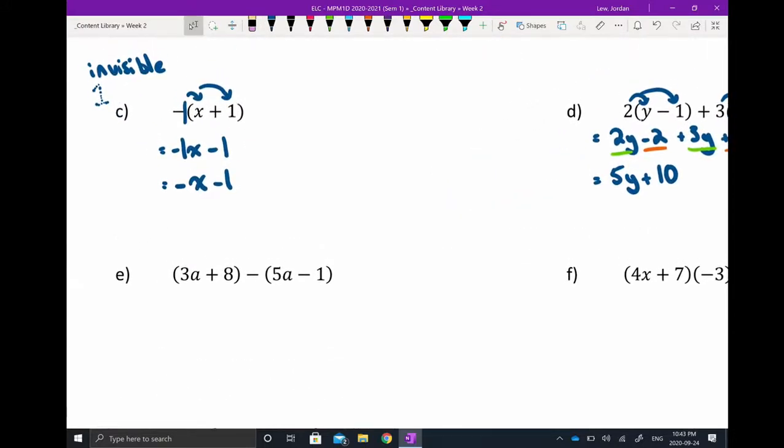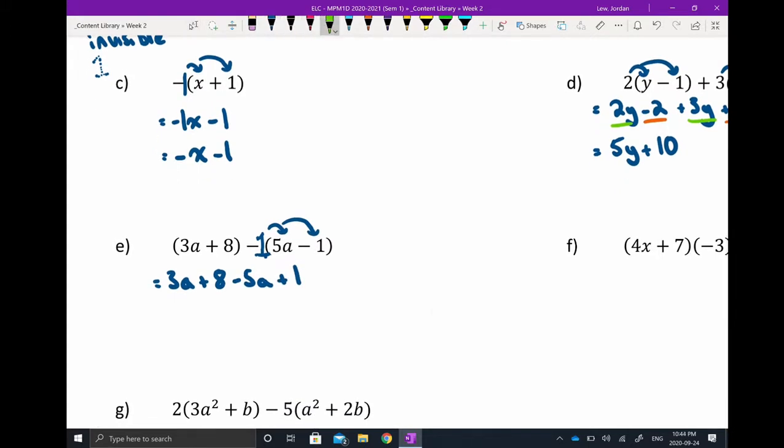In example E, again, similar idea. I look at my first bracket, there's nothing in front, so I can actually just drop these brackets. So 3a plus 8. In the second one, we only see the minus sign, but remember, that minus means there's an invisible 1 or a negative 1. So this negative 1 gets multiplied to everything in the second bracket. So the 3a plus 8 stays, and then negative 1 times 5a is negative 5a, so minus 5a, and then negative 1 times negative 1 is positive 1.